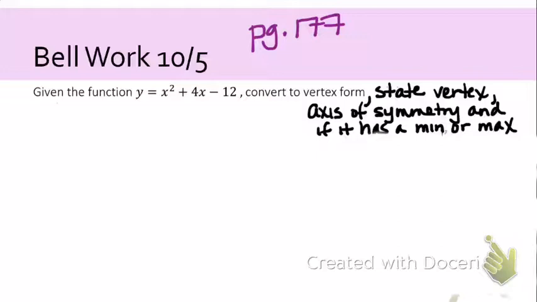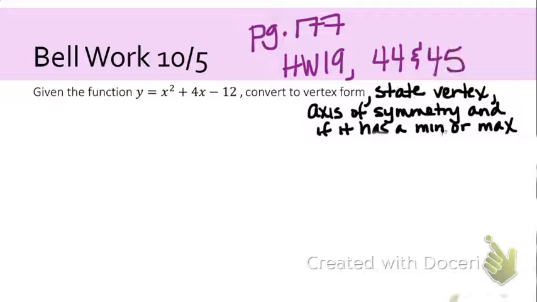minutes. Try to do this question. Just try, because we have a short class today. See if you can follow the steps that we did on page 177. I think we did one on page 177. This is also for homework 19. When we started homework 19, you can also look at numbers 44 and 45. So look at those 3 questions that we did yesterday and try to rewrite this in vertex form.